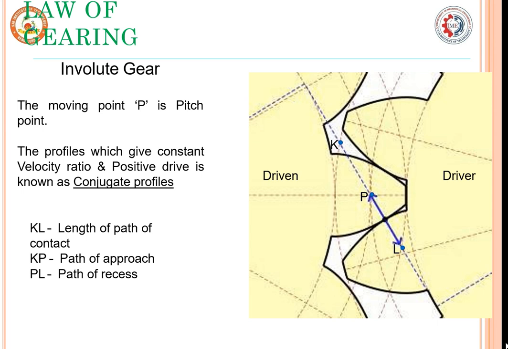In video 2 of module 3, we'll be discussing the law of gearing for the involute profile gear tooth. Here you can see the point of contact where it is going to move, where point P is the pitch point. The profile gives a constant velocity ratio and positive drive for a conjugate profile, where KL is the length of path of contact, KP is the path of approach, and PL is the path of recess.